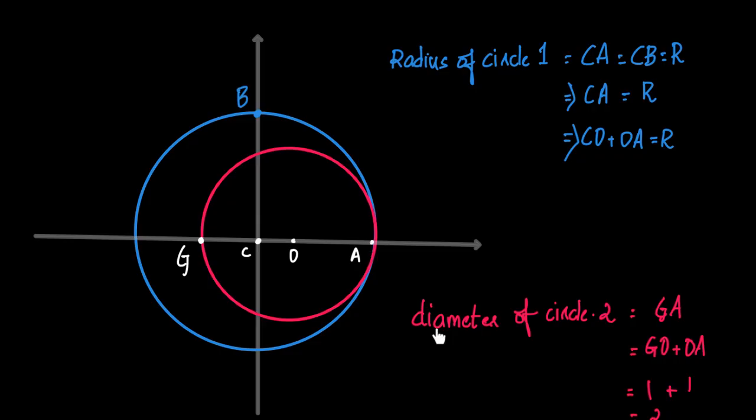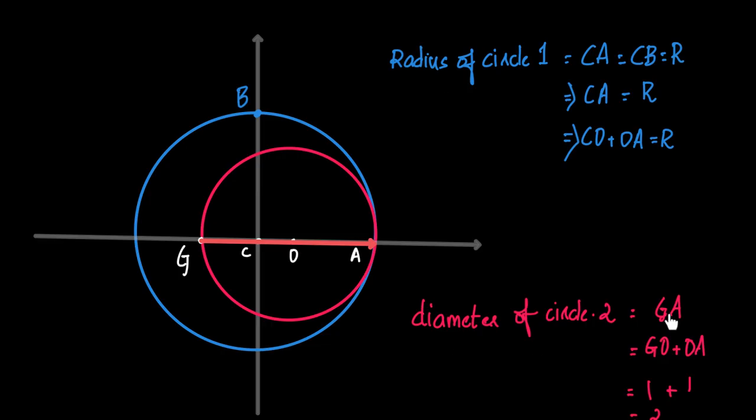I'm sorry, we're talking about the diameter of circle 2. So the diameter of circle 2 is GA. Let me just mark this. The diameter of circle 2 is this length, which is GA, right? Now, why radius and why diameter will come in a minute, okay?